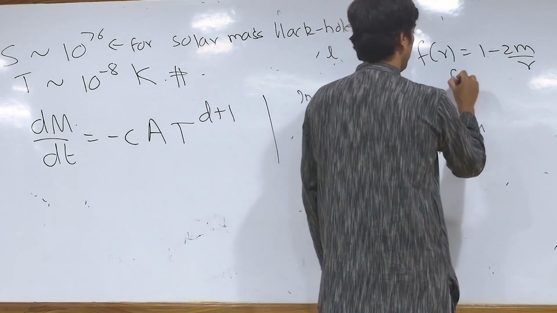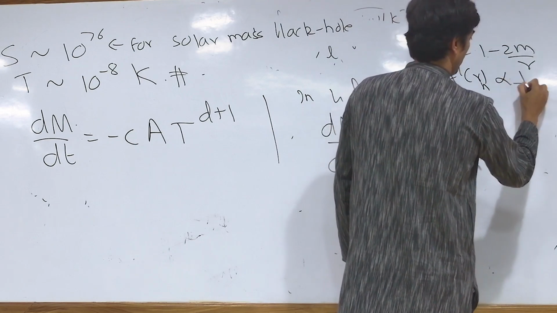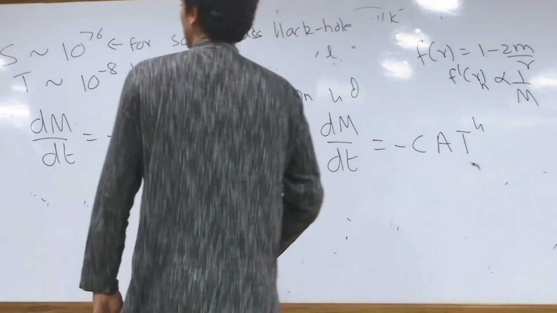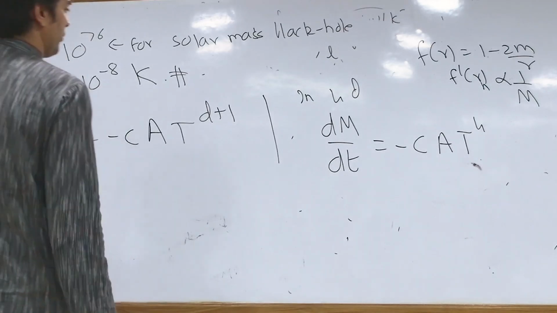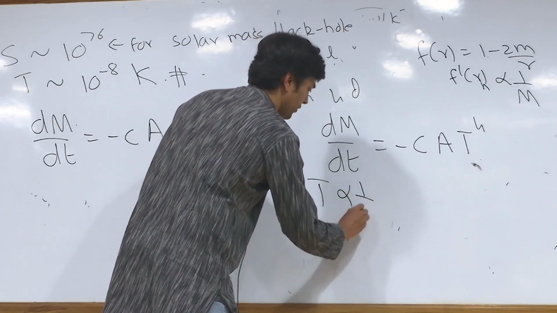So if you look at F prime at R_H, this is proportional to 1 over m, right? So the temperature of the black hole, there are some factors of 2 pi and so on that are not important. The temperature of the black hole is proportional to 1 over the mass.